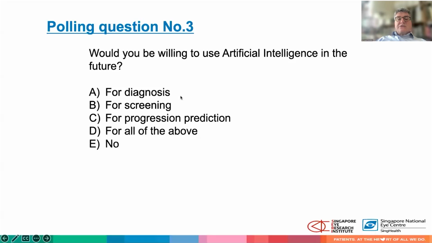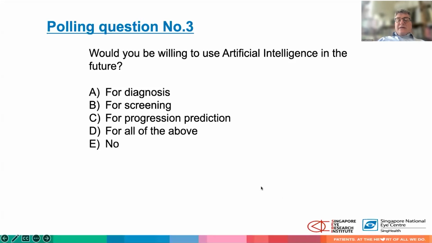And again, we have approximately 30 seconds. And once this is up, we will show the results. And it's interesting, the majority of you is very, very open to use this. This is approximately 75%, so a very high proportion would be willing to use AI. And interestingly, and this I find very interesting, it is the least for diagnosis. More for screening, progression prediction, and only a small minority, 8 of 207, is not willing to consider this.